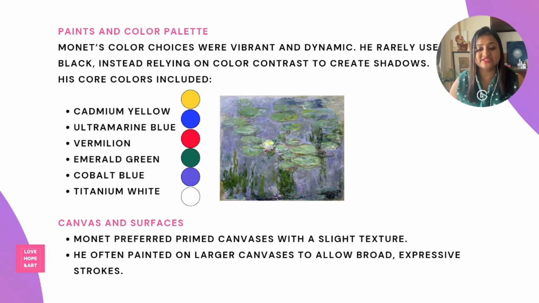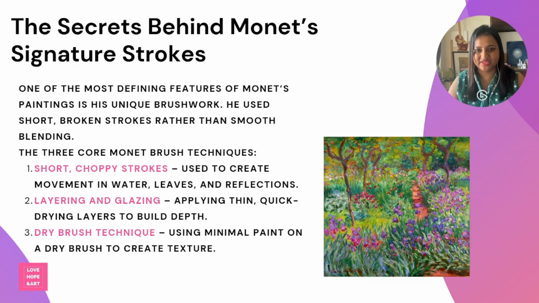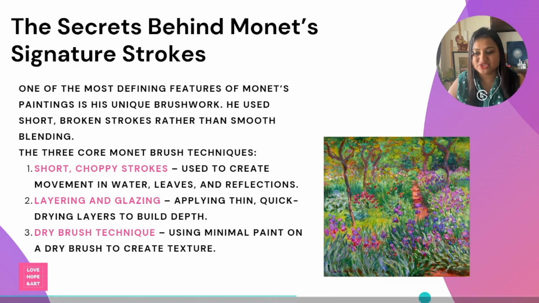Going on to the canvases and surface, Monet preferred a primed canvas with a slight texture. He often painted on large canvases to allow broad, expressive strokes. Going on to Monet's brushwork techniques. So, the secret behind Monet's signature strokes: he used very short, choppy strokes.